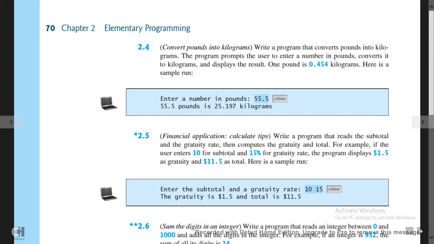Anyways, so let's read the question. The question reads: write a program that converts pounds into kilograms. The program prompts the user to enter a number in pounds, converts it into kilograms, and displays the results. 1 pound is 0.45 kilograms. Here is a sample run.